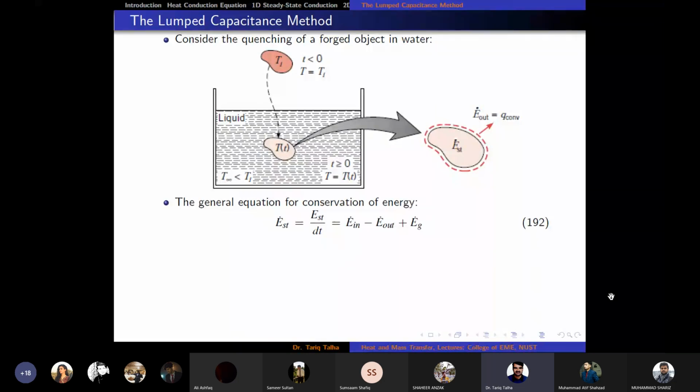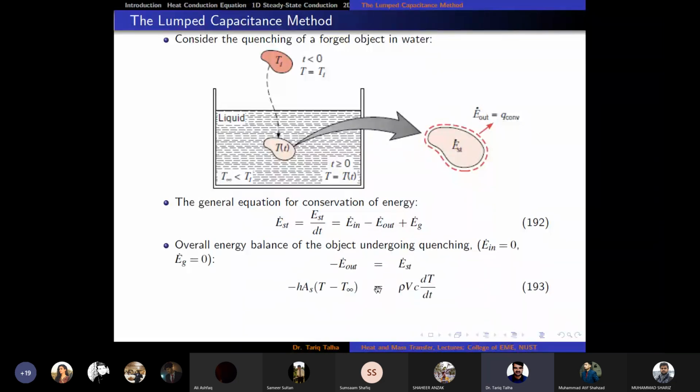So if we do that, we know that this would lose energy to the surrounding water. So it means that E dot in would be zero, and E dot gen would be equal to zero because that is not a radioactive material. So minus E dot out would be equal to E dot st. If we put in the values, minus hA_s (T minus T infinity) equals rho V c dT by dt, where capital T is temperature and small t is time. Now we introduce the temperature difference as a variable theta, which is T minus T infinity.